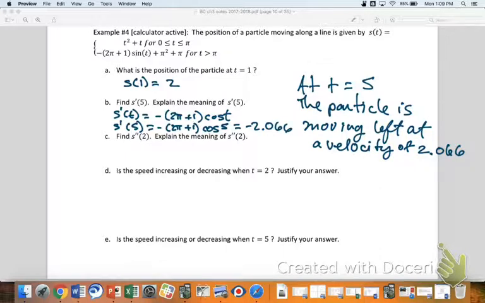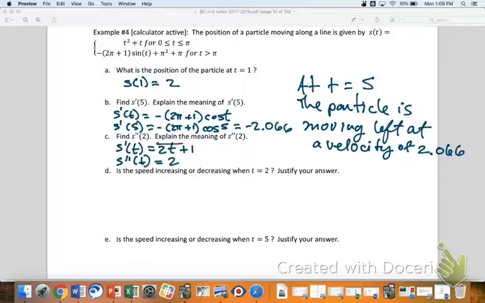All right. So then s double prime of 2. So it's kind of nice here. S double prime of 2 is back to that more simple function. So if I'm going to find s double prime of 2, I need to find s double prime of t first. And to find s double prime of t, I got to find s prime of t. So s prime of t is 2t plus 1. S double prime of t would just be 2. And so that just means that s double prime is always 2. Doesn't really matter what the input is, right? Doesn't matter what the time is.